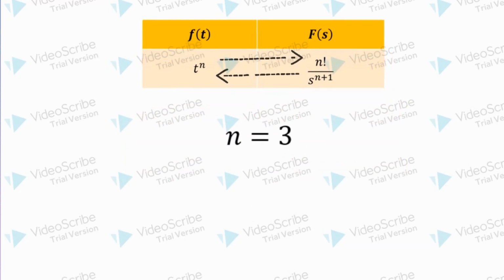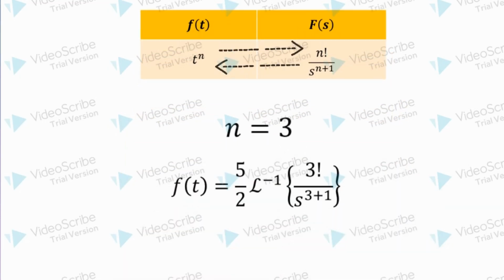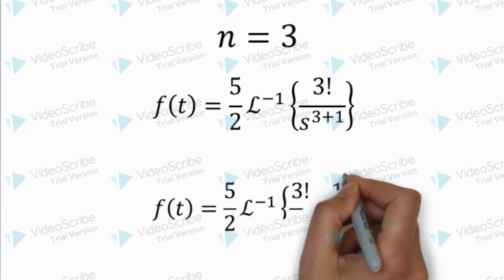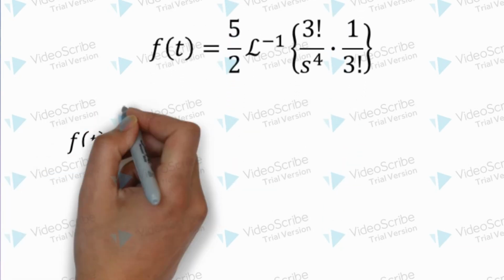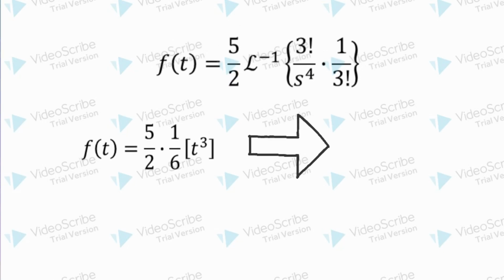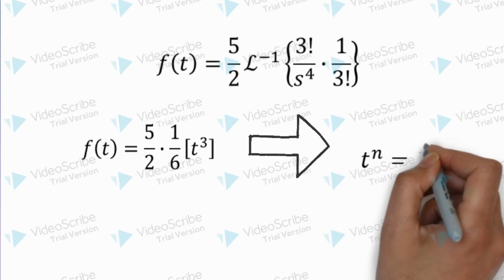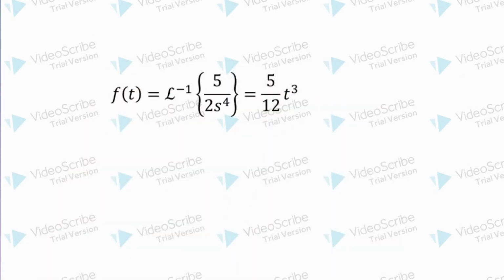Before directly converting to the t function, please multiply the equation by 3 factorial over 3 factorial so that it looks like we didn't change the original question. Then what we have is 5 over 2 times 1 over 6 with t to the power of n. Remember that n is equal to 3. Finally, this is the answer.